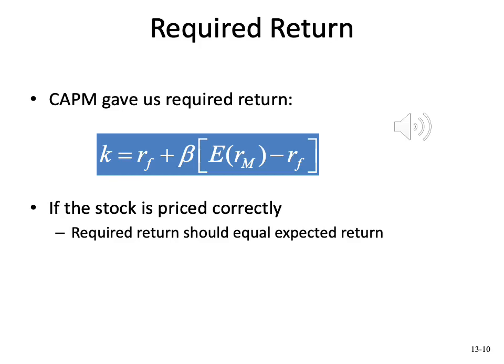We have a second way to calculate the stock return, which is from the CAPM model. The CAPM model shows the required return is RF, the T-bill rate, plus the stock's beta multiplied by the market risk premium. If the stock price is correct, then the required return should equal the expected return. So basically, if the stock is fairly priced, then the return from the CAPM model should equal the expected holding period return.